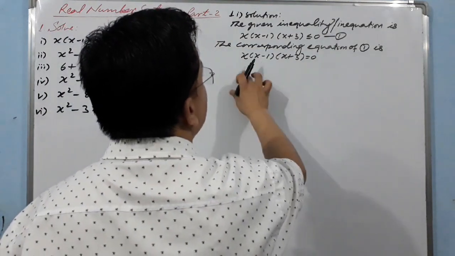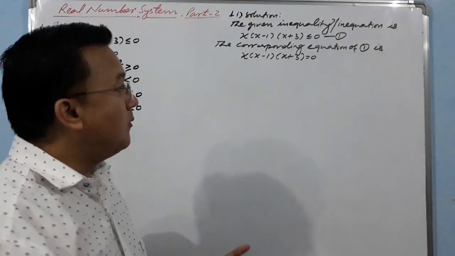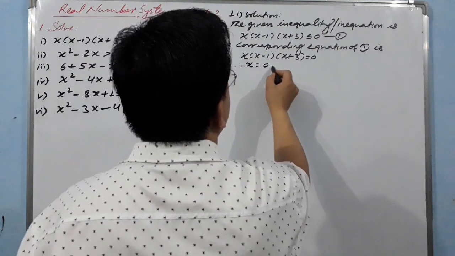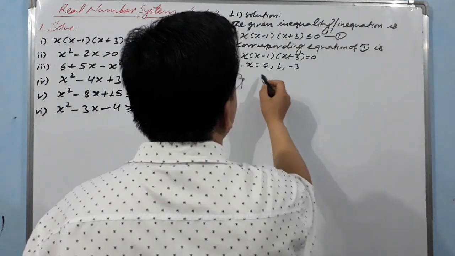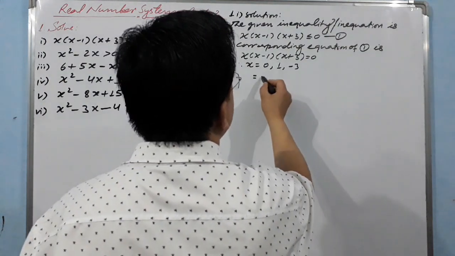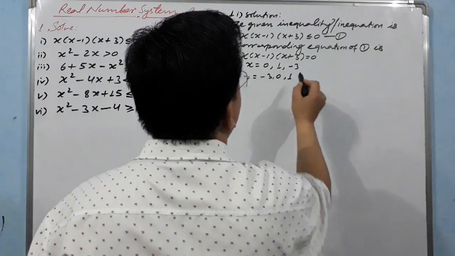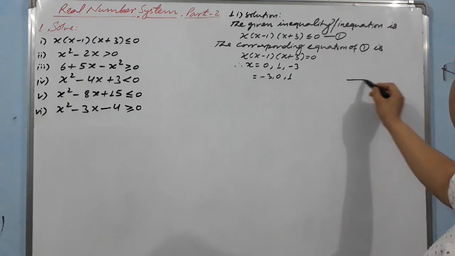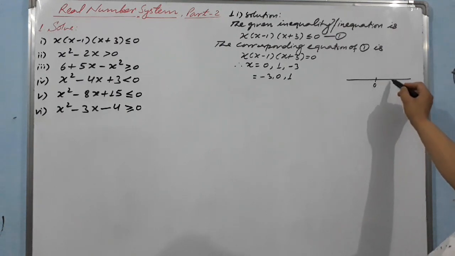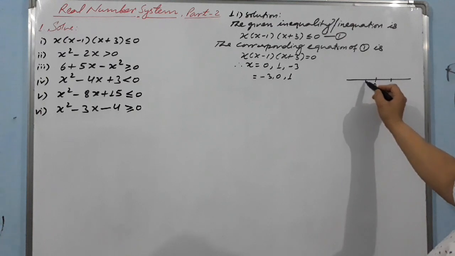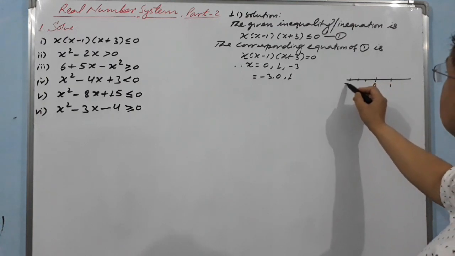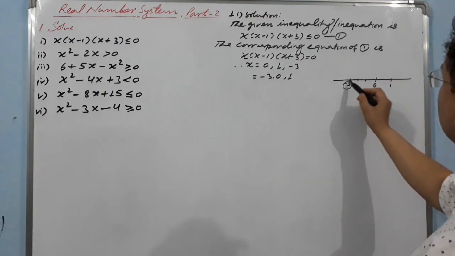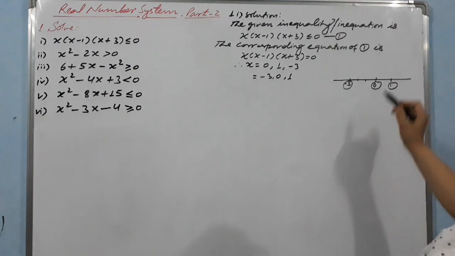The left hand side of this equation is already in factorized form, so directly we can find the values of x. Therefore x is equal to 1, minus 3. Better if you write them in ascending order: minus 3, 1. These points divide the real number line. Let's say this is 0, this is 1, and let's suppose this is minus 3.